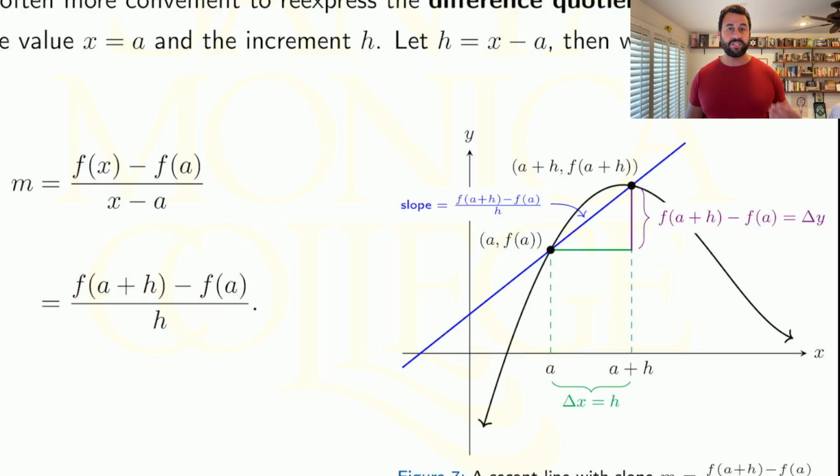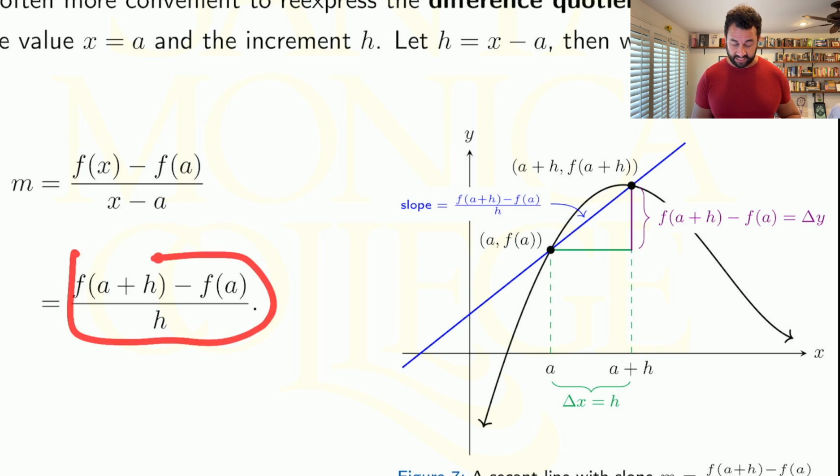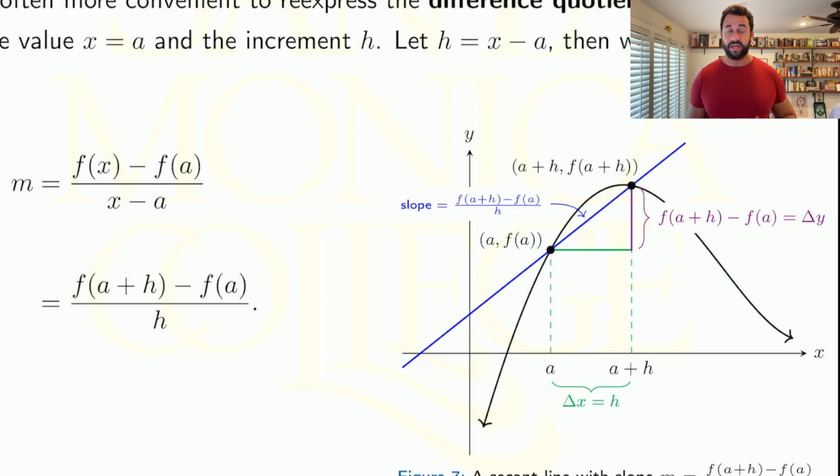So this is just a structural change. Like I said, there's no value change. All we've changed is the structure. But sometimes this is a better structure to use. So sometimes this structure for the difference quotient is acceptable. Other times this is more preferable. And there's a reason for that.